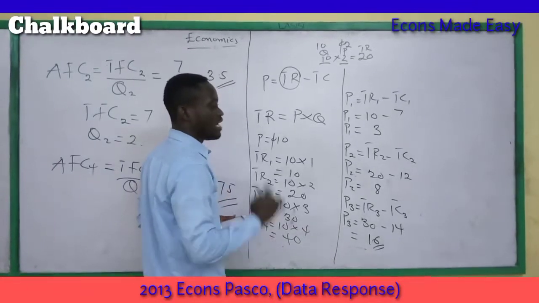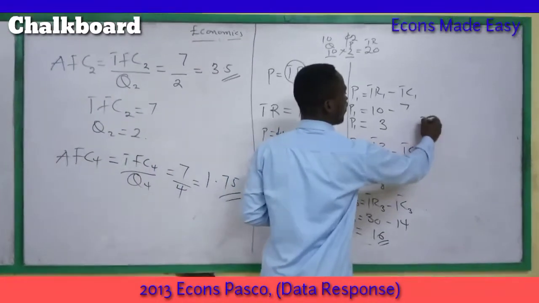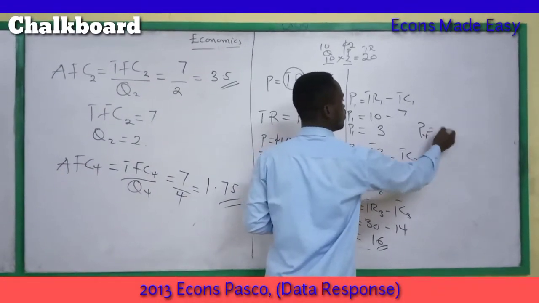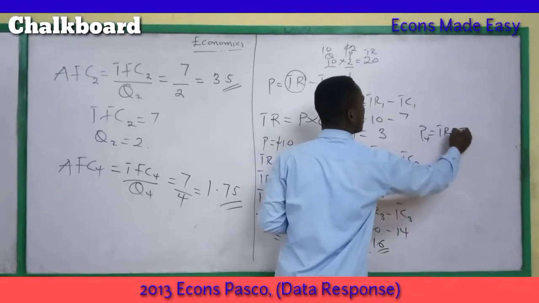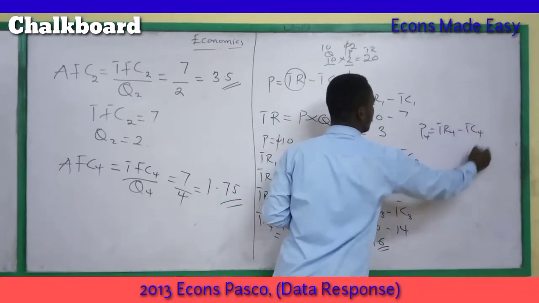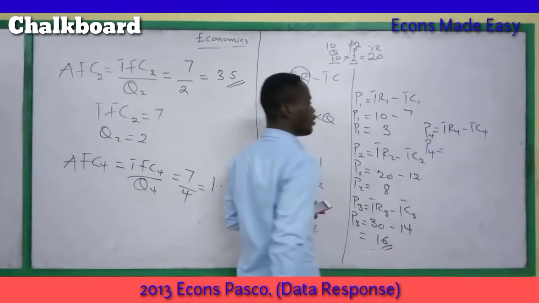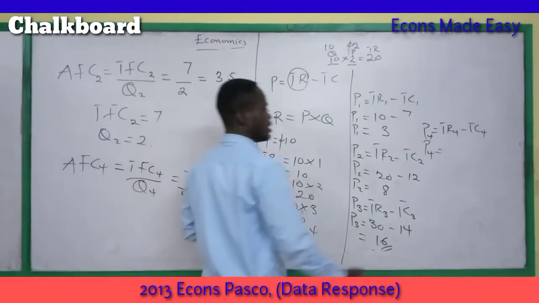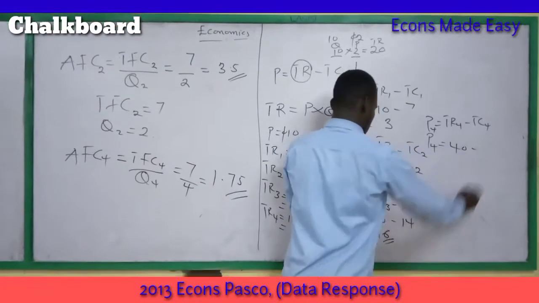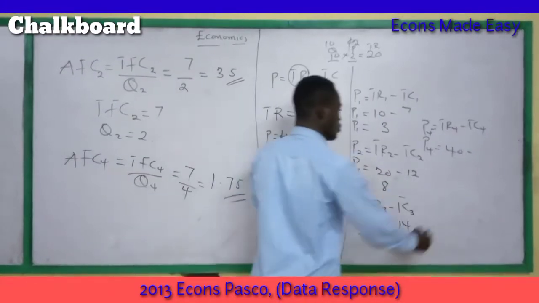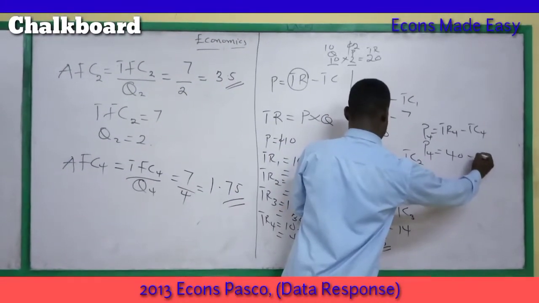We are going to do the last one, which is our profit of output 4, equal to total revenue of output 4 minus total cost of output 4. So our profit of 4 is going to be, total revenue of 4 is 40. Then our total cost of 4 is equal to 27.